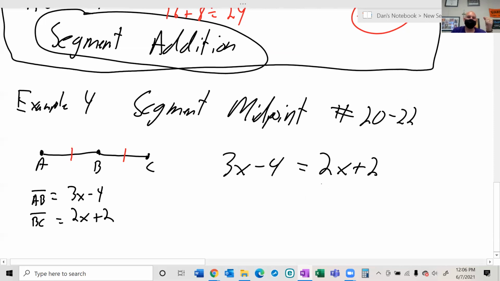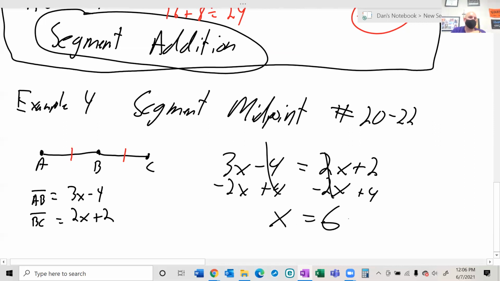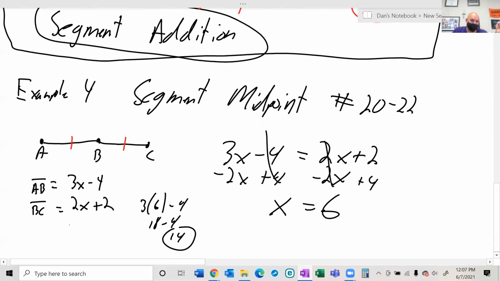All right. Now you go through and solve this out. There's nothing to distribute, no like terms to combine. We're going to separate them: minus 2x, plus 4, plus 4. 3x minus 2x is 1x. The cool people don't write 1x, they just write x. X equals 6. And then you can go through and plug them in and figure out what the two halves are. 3 times 6 minus 4. 3 times 6 is 18, minus 4 is 14. Now, if I did this right and I plug the 6 into this other one, I should get 14 also, because they're halves. Let's see if we got it right. 2 times 6 plus 2. 12 plus 2. Hey, look at that. Each half is 14.